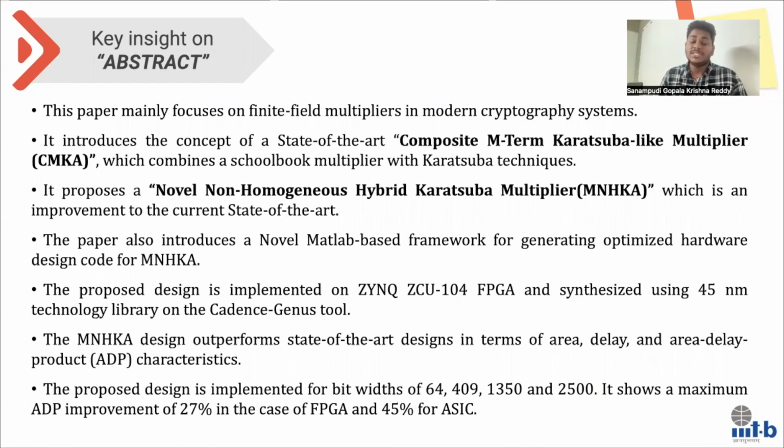Initially, it introduces the current state of the art composite M-term Karatsuba-like multiplier, also known as CMKA, which combines a schoolbook multiplier with a Karatsuba multiplier. In the lower bound, we will use the schoolbook multiplier. In the higher bounds, we will use the Karatsuba multiplier. It also proposes a novel non-homogeneous hybrid Karatsuba multiplier, which is an improvement to the current state of the art.